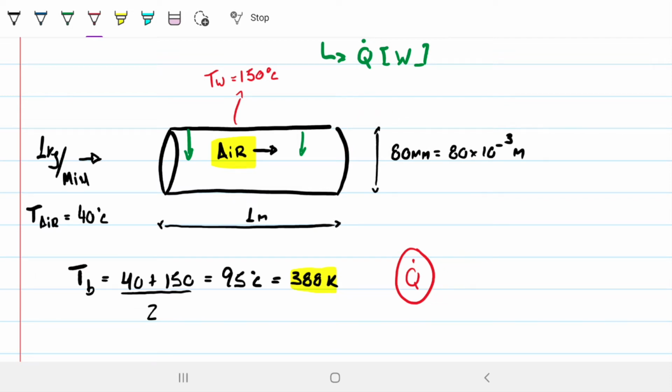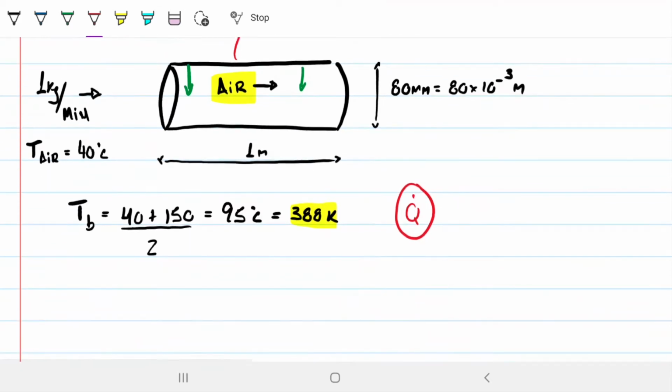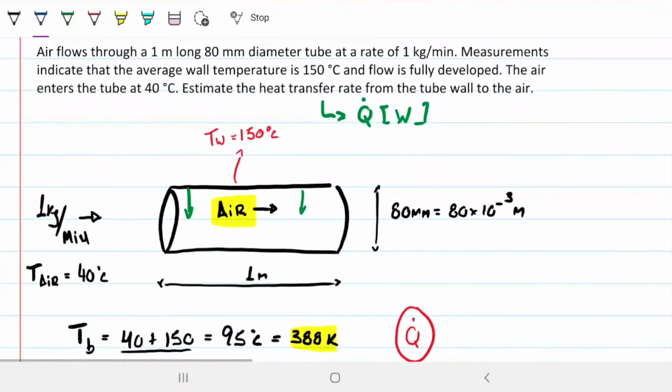But it's not the case in this problem. Okay, so game plan. What do we want to do? Well, we want to find whether this flow is turbulent or laminar, and we also want to know if it's fully developed or underdeveloped, right? The problem statement in the beginning already says quite clearly that this is fully developed, so that's one down.